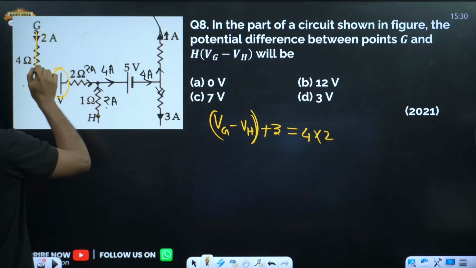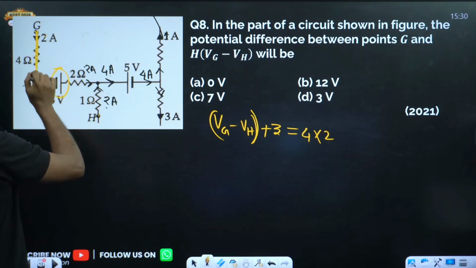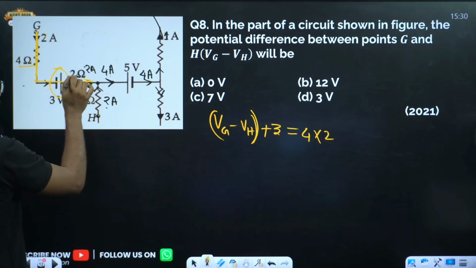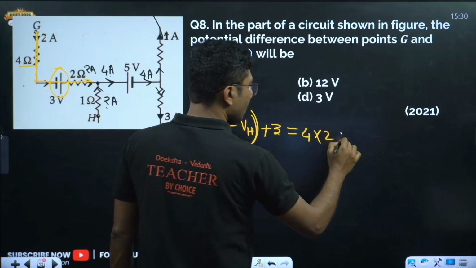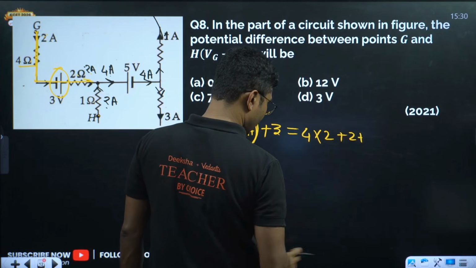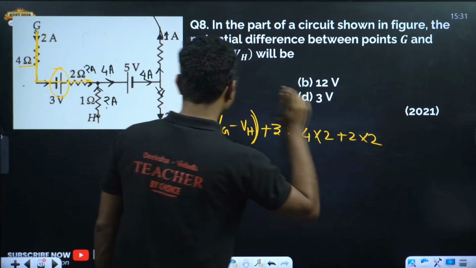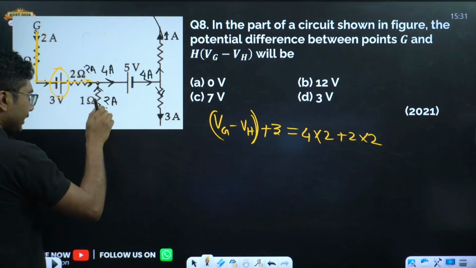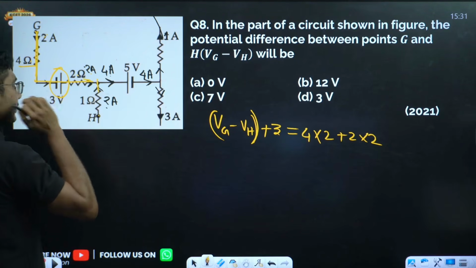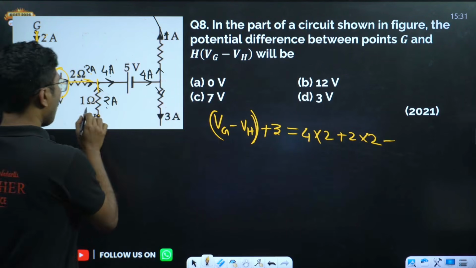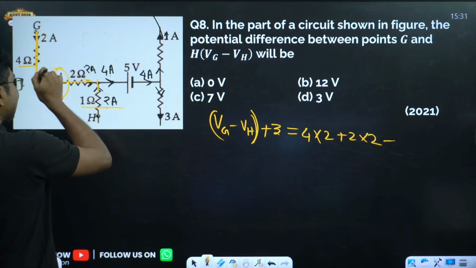So current is going in this direction. We are also starting from G, so 4 into 2. Next we are going in this direction, so 2 into 2 plus 2 into 2. Next we are going in the opposite direction, so it must be minus 1 into 2, because we have to reach from G to H.